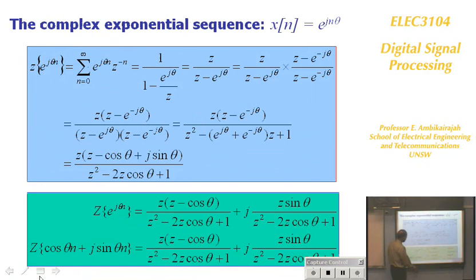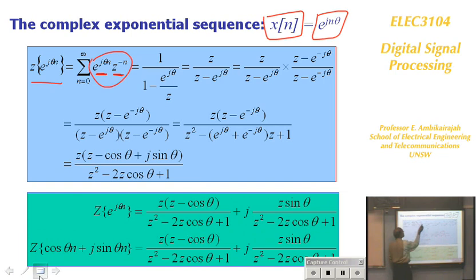The next sequence that we want to look at is x[n] is equal to e to the j theta n. It's an exponential function. Let's take the Z-transform. The Z-transform of e to the j theta n is the summation over n of x[n] times z to the minus n. It's a power series, so the sum is 1 over 1 minus r. The common ratio would be e to the j theta over z. If you work it out, that's what it'll work out to be. In this one, it will be the common ratio.